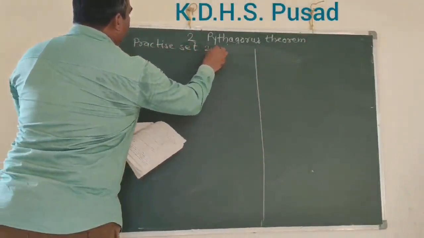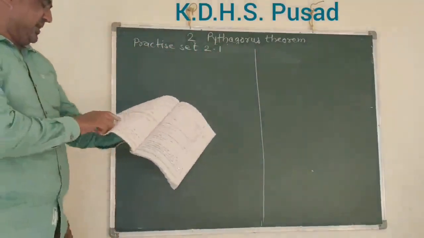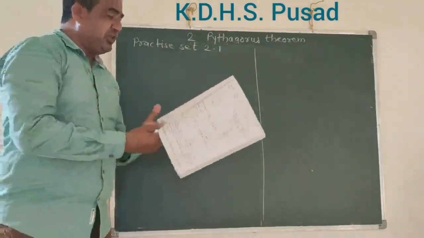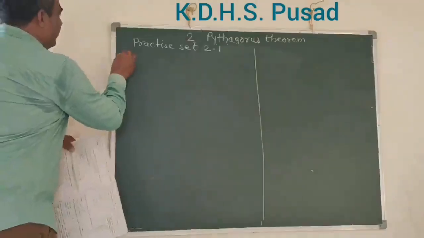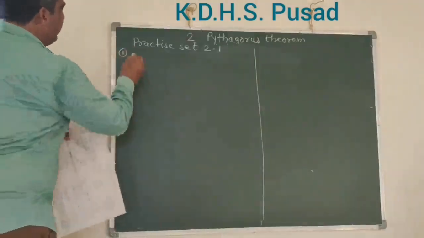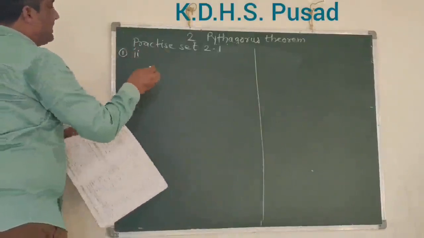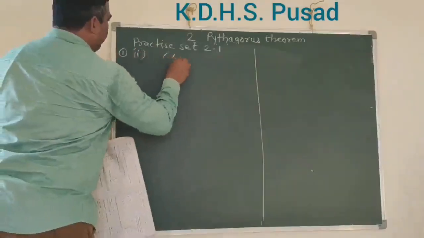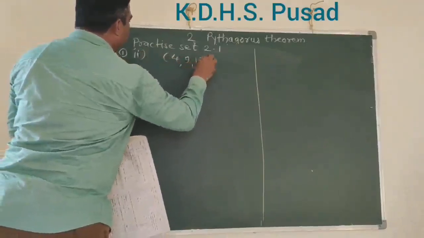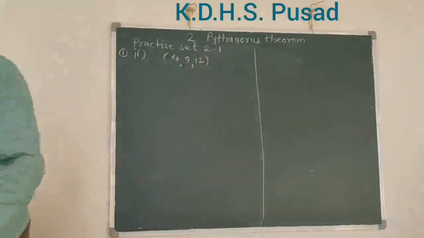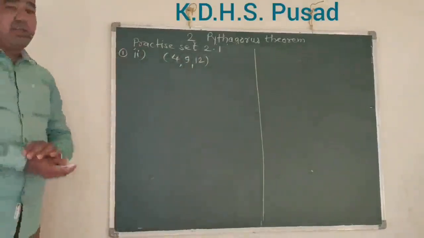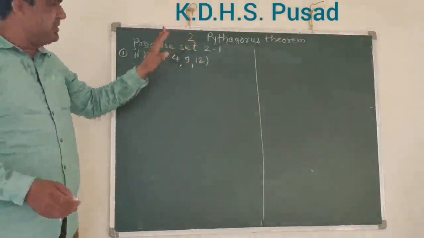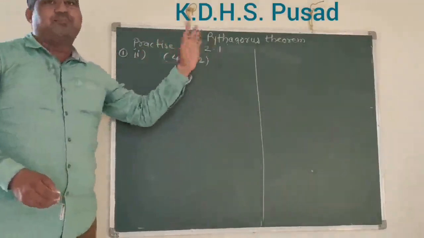Practice set 2.1. First question: identify whether these are Pythagorean triplets or not. From the first question I am considering the second sub-question. The values 4, 9 and 12 are given to you, and you want to check whether these values are a Pythagorean triplet or not. I am not writing the heading. The question is to check whether these values are Pythagorean triplets or not.